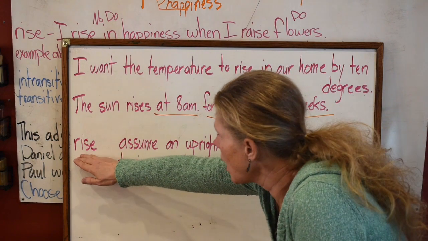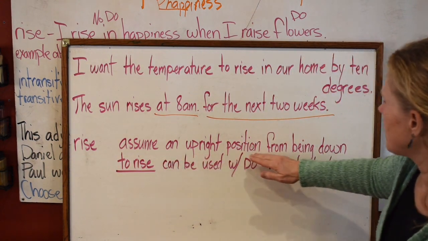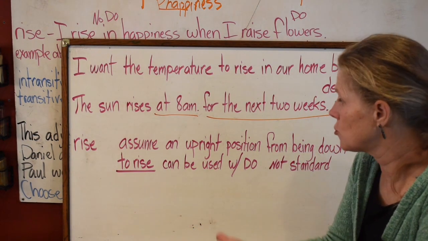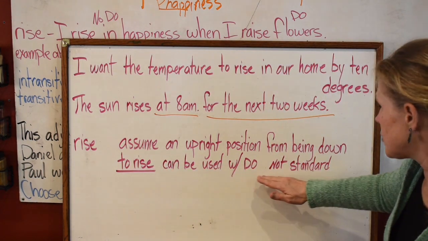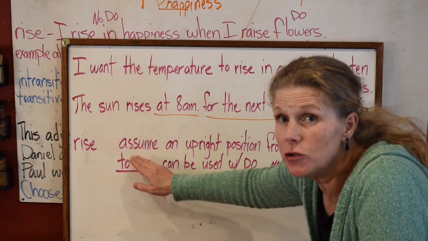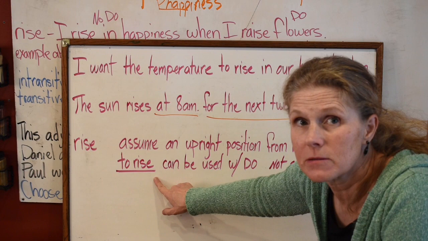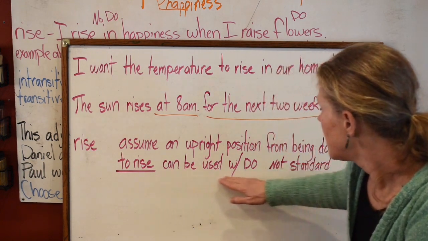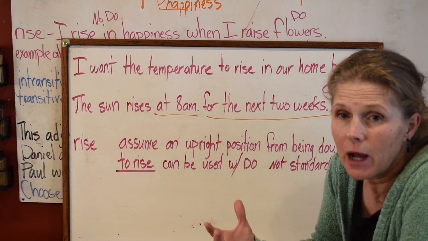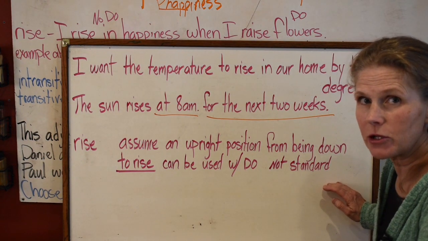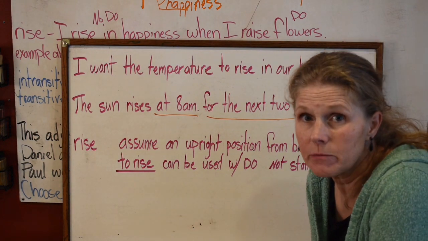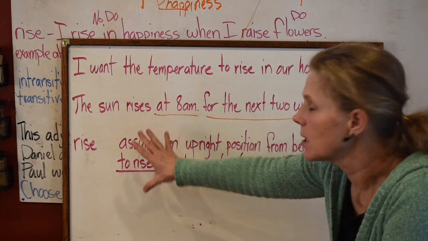Okay, now the word rise, assume an upright position from being down. So that's also helping you understand. You're going to rise up. To rise can be used with a direct object. So this can be tricky. Sometimes you can use this with a direct object, to rise. Look, it's an infinitive. It's not a standard thing to do. I would just try not to do it until you become good at writing and you're totally understanding how to use raise and rise in your sentences, because this is one of the most difficult words that we get tripped up on.